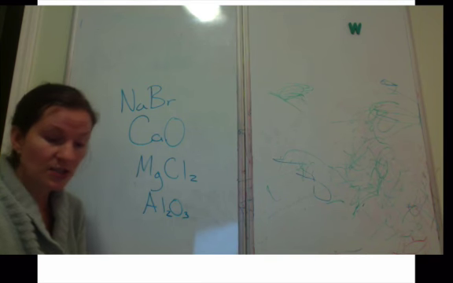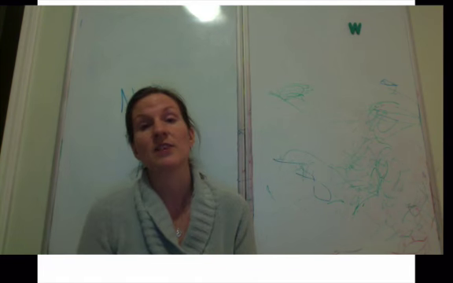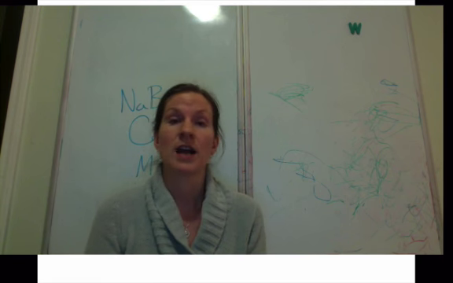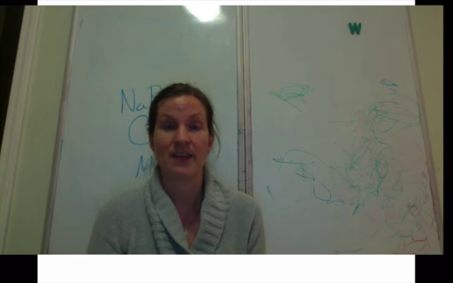So to write formulas for binary ionic compounds, you need to figure out how many of each element you need in order to overall create a neutral ionic compound. And that's learning target number 2.